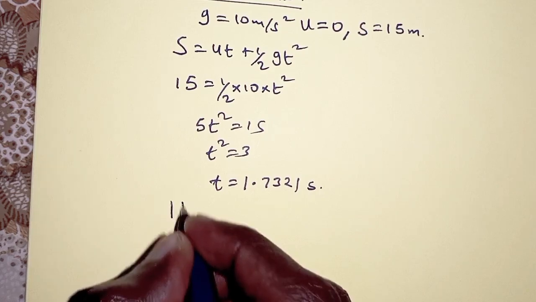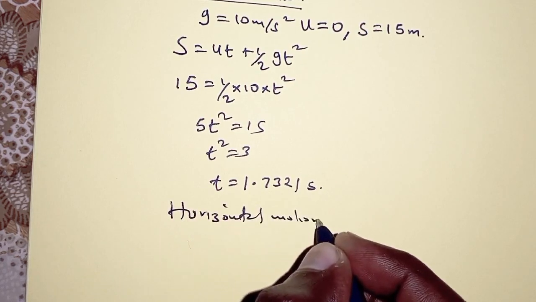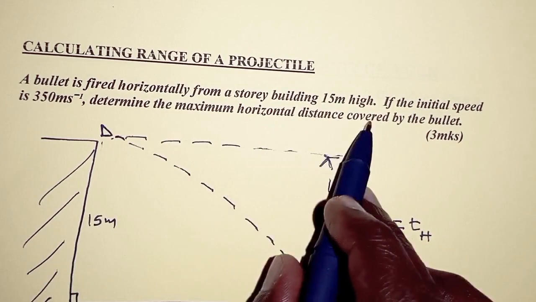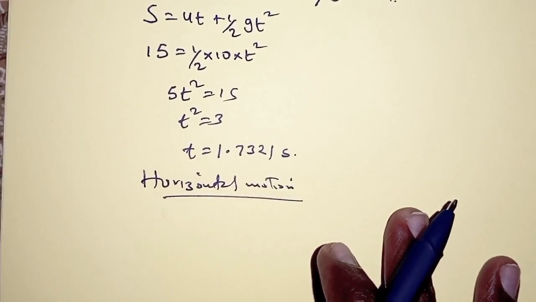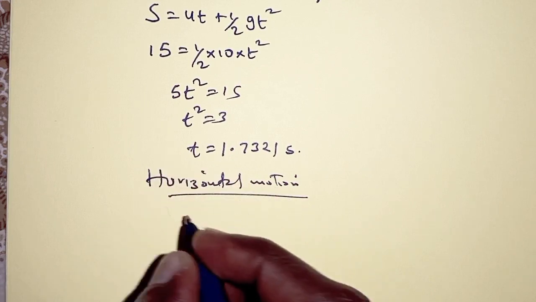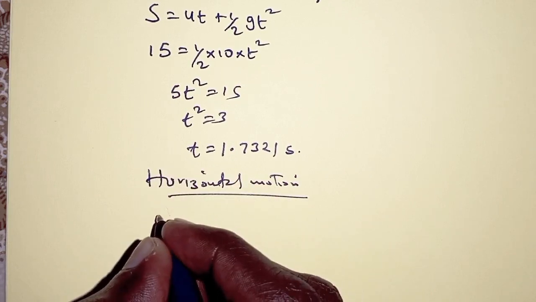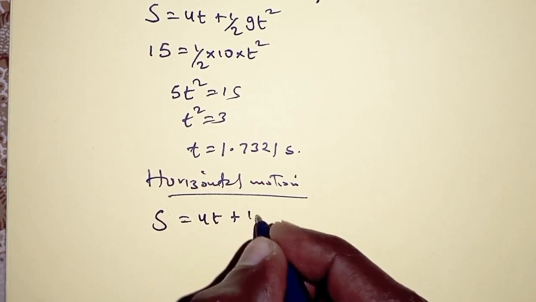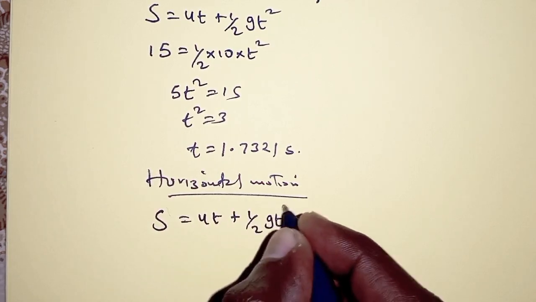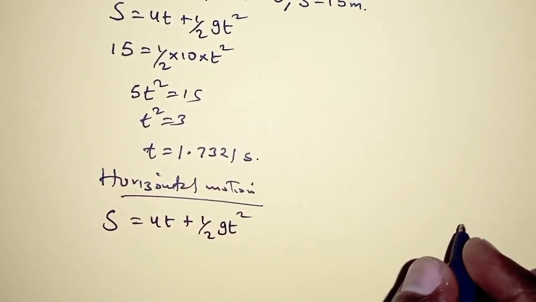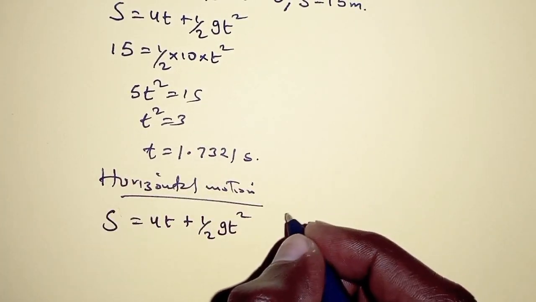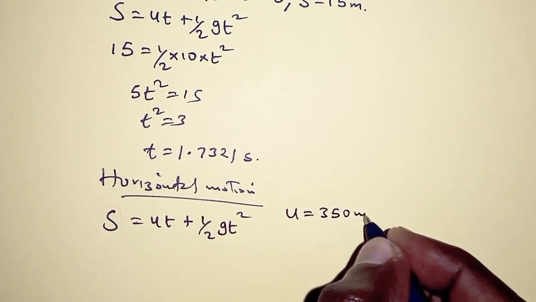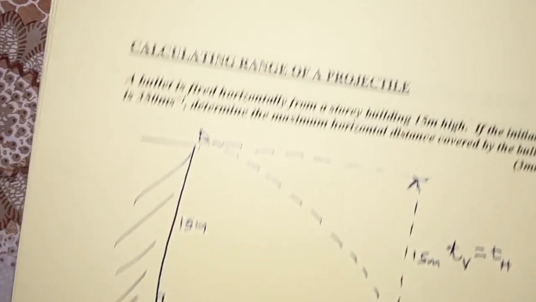So for the horizontal motion, remember the question required us to determine the maximum horizontal distance covered by the bullet. So for the horizontal motion, still we are going to use the equation s is equal to ut plus a half gt squared. But take note of this. For the horizontal motion, the initial velocity we were given as 350 meters per second. That is here.